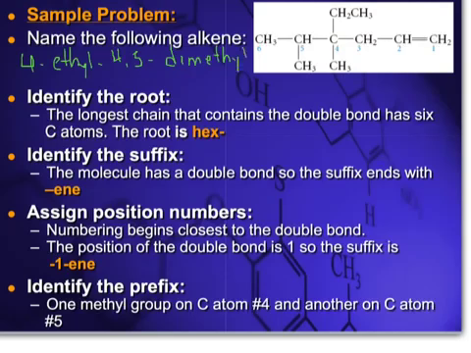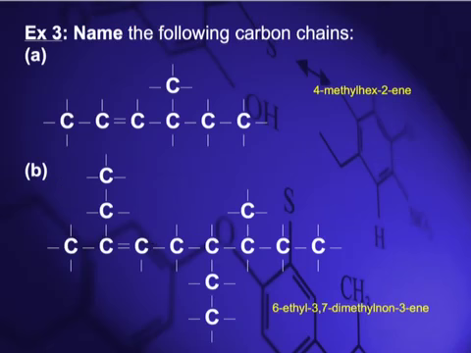And our main chain is 6 carbon. The prefix for 6 carbon is hex. And we identify the location of a double bond at position 1, hex-1-ene. So this name is 4-ethyl-4,5-dimethylhex-1-ene. Let's look at a couple more examples.